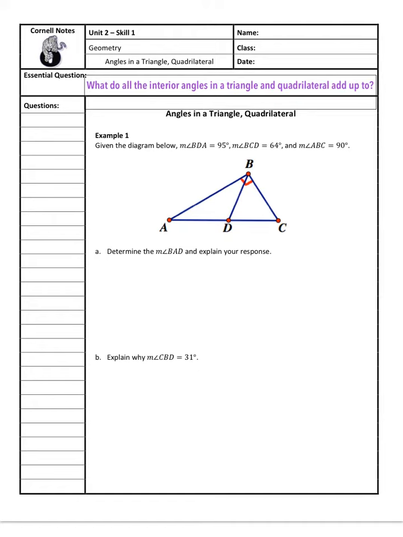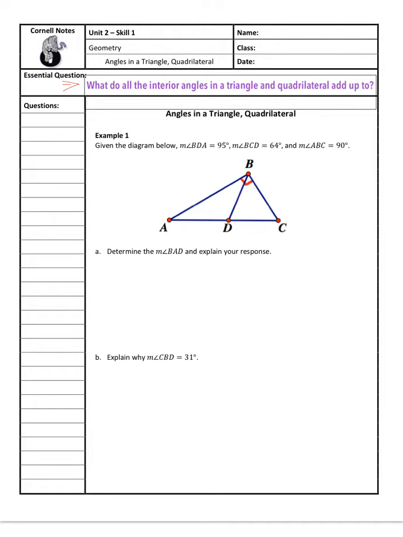So the first thing you want to do is up at the top of your paper, you'll notice I jotted down our essential question for today. So our question is, what do all the interior angles in a triangle and a quadrilateral add up to? So in the top of your Cornell notes here, take a minute, copy that down, and by the end of this video, hopefully you should be able to answer that question. If you need to pause it right now to copy your essential question down, feel free to do that. But we're going to jump right in here and talk about the different angles that you're going to see in triangles and quadrilaterals.